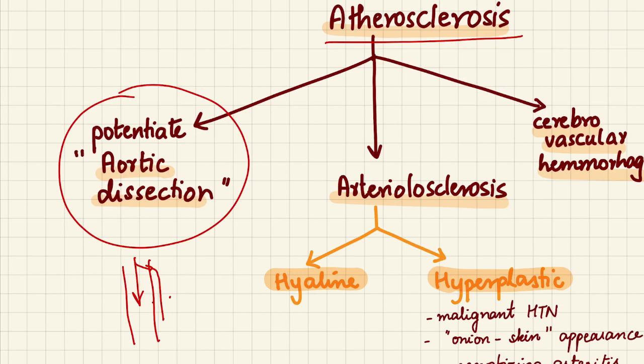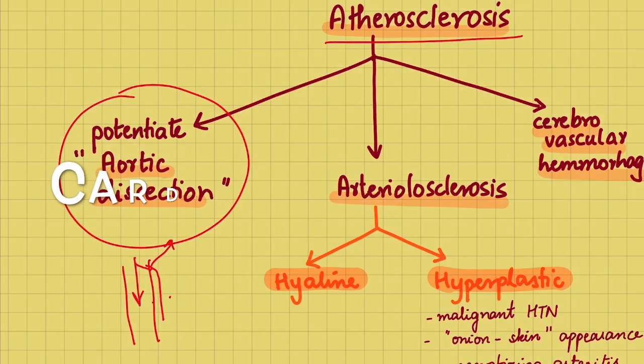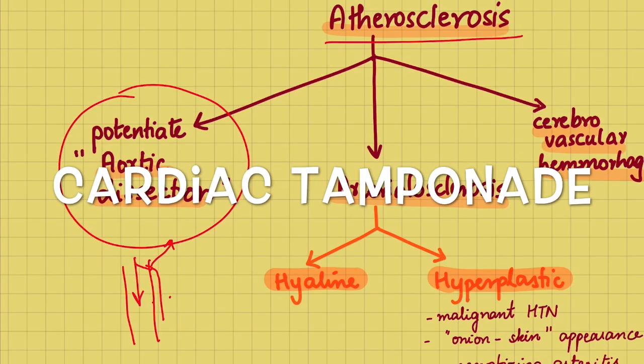And if this aortic dissection happens too near the heart, it can go back and enter the pericardium and pool there and thus cause external pressure on the heart and not let the heart pump. This is a very important complication of atherosclerosis and hypertension.